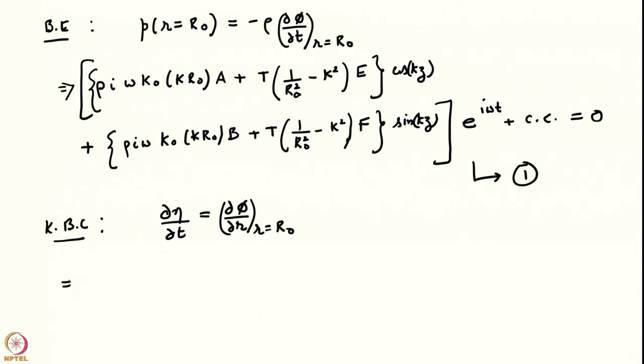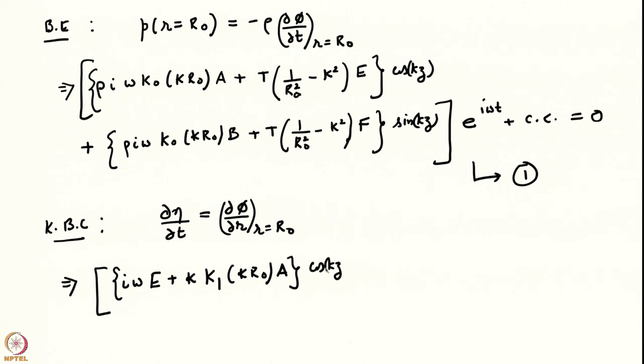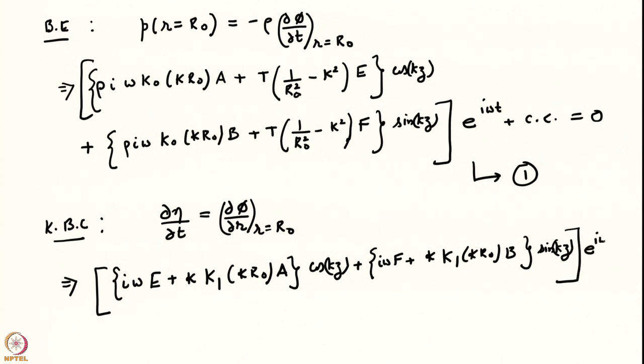So this will lead to, I am straight away writing the final answer, this will give you i omega e plus small k into the modified Bessel function plus i omega f plus small k, this whole thing multiplied by e to the power i omega t plus a complex conjugate is equal to 0, and this is equation 2.